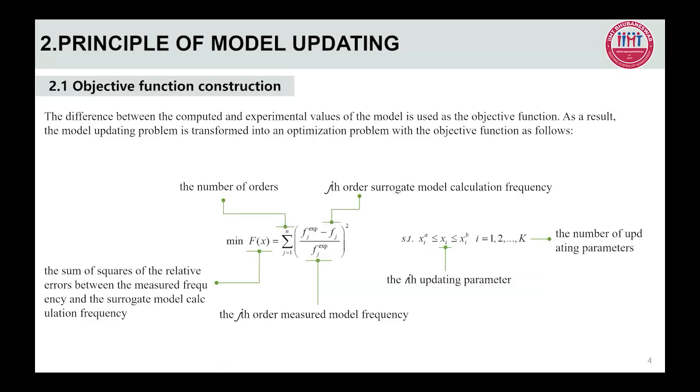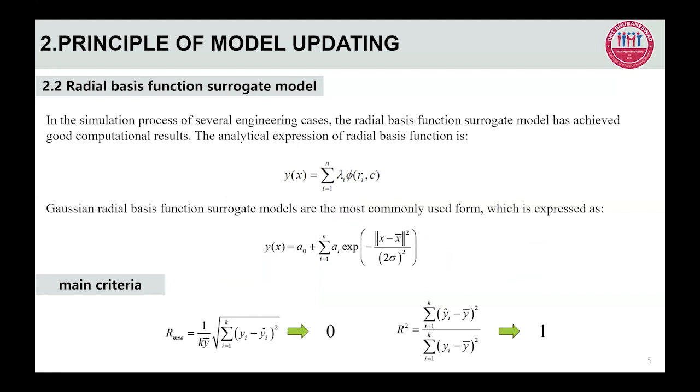The difference between the computed and experimental values of the model is used as the objective function. As a result, the model updating problem is transformed into an optimization problem with the objective functions as shown in the PowerPoint. In the simulation process of several engineering cases, the radial basis function surrogate model has achieved good computation results. The analytical expression of the radial basis function is as shown. Gaussian radial basis function surrogate models are the most commonly used form, and the main criteria of surrogate models are as follows.